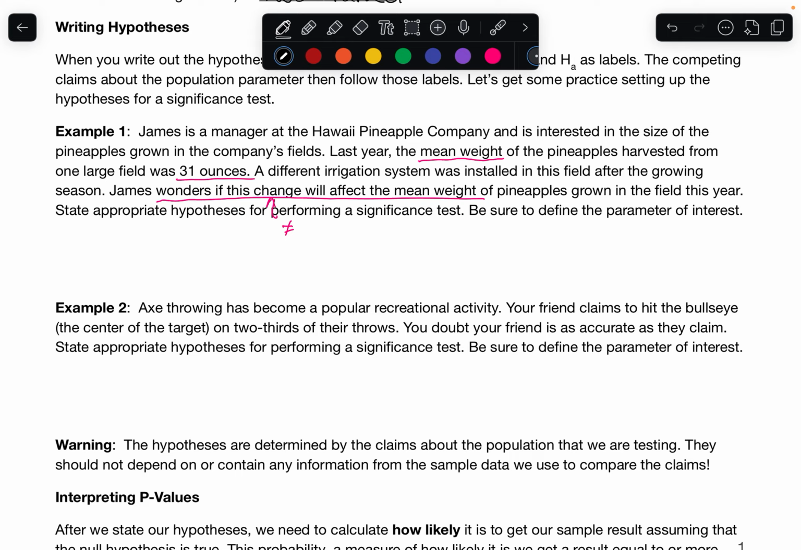So we're going to do 3 things. We need to define our population parameter, which is weight, a mean weight. We know population means are mu. So this is the population mean weight of pineapples for the Hawaiian Pineapple Company.